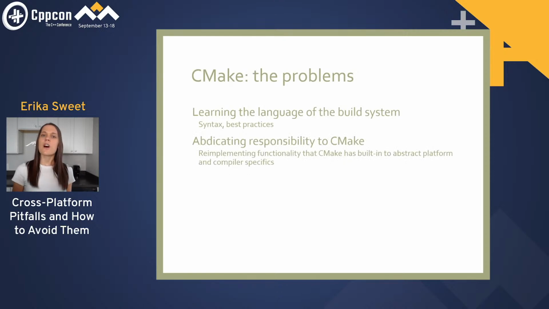Another pitfall is not abdicating as much responsibility to CMake as you can. CMake itself is cross-platform, and it has a lot of primitives built in to help abstract away platform and compiler specifics. But you can make your life harder by trying to fight with CMake and re-implement that functionality on your own. So I've identified a few examples and recommendations to better illustrate what I mean by this point.